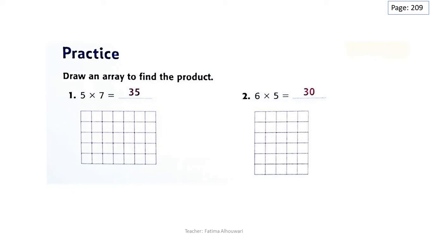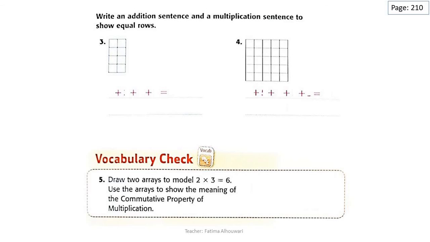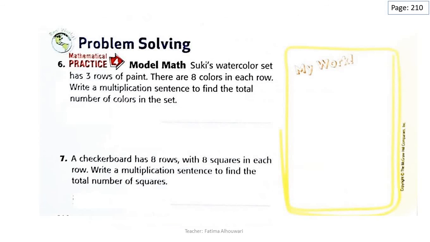The answer of question number 1 is 35 and question number 2, 6 multiplies 5 equals 30. Question number 3, the repeated addition sentence is 2 plus 2 plus 2 plus 2 equals 8 and the multiplication sentence is 4 multiplies 2 equals 8 again. Question number 4, 5 plus 5 plus 5 plus 5 equals 25 and the multiplication sentence is 5 multiplies 5 equals 25. Question number 5, the answer is these 2 arrays.